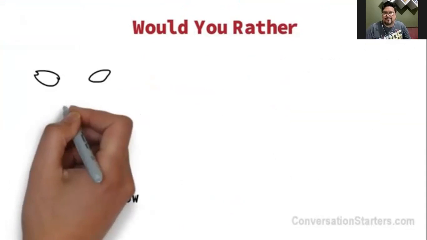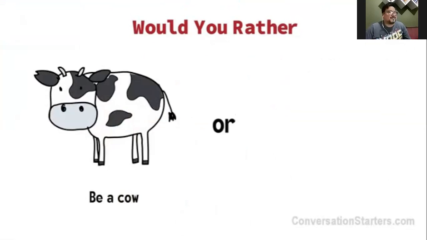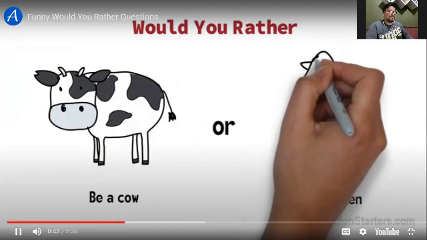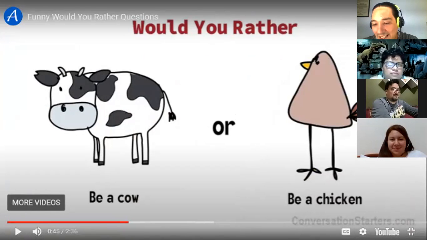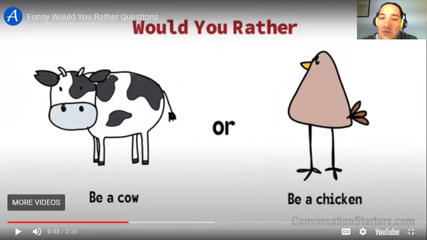Okay, great job. Go with the next one. Would you rather be a cow or be a chicken? Let me see who's here after Francisco. Melissa. I would rather to be a cow. Okay, again: I'd rather be a cow. Don't add the "to" before the verb. So, I'd rather be a cow. There you go. Do it faster. I'd rather be a cow.